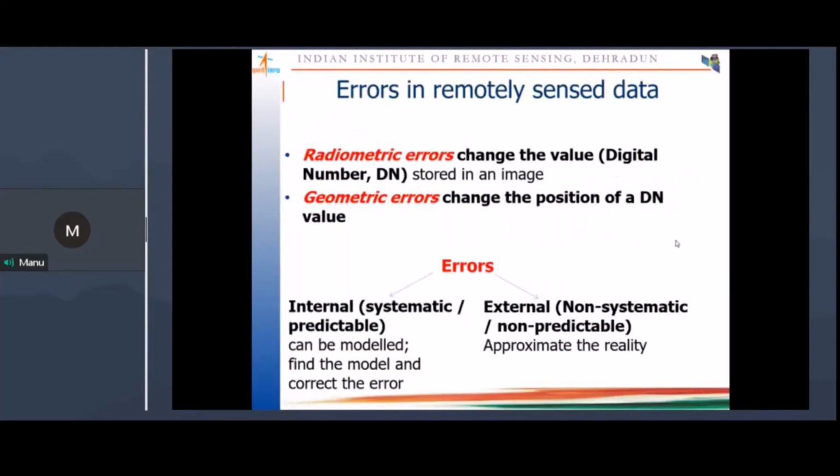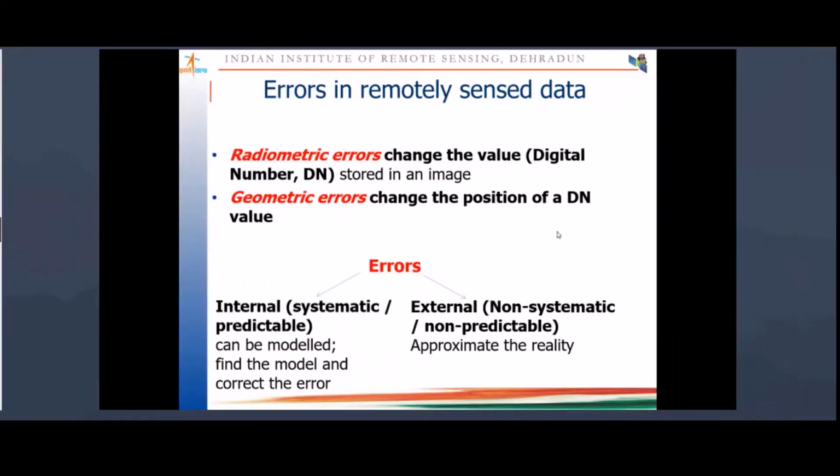So coming back to the radiometric errors, as we had discussed, due to the changes in digital numbers that needed to be recorded from the target to the sensor, there could be some changes in these values. Now, these changes could be due to systematic errors or non-systematic errors. That is what we have discussed in the last class also.